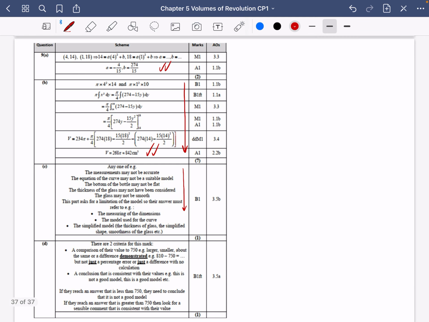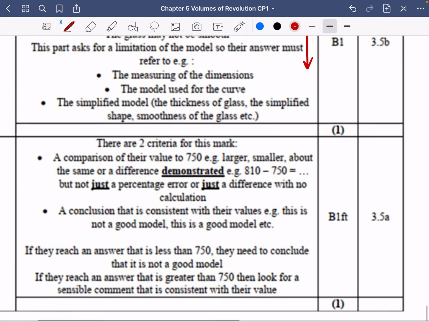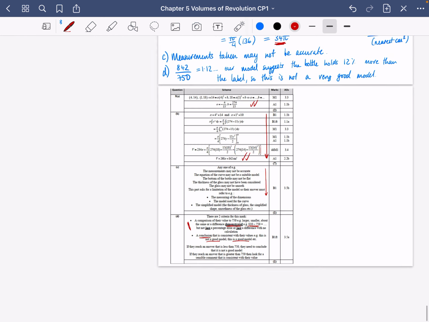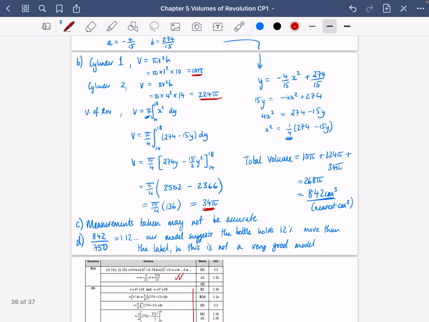And then for the last part, it says there are two criteria for this. So you have to do some kind of comparison, and it actually needs to be demonstrated. So you do need to give this comparison part where I said 12%. You could have just done a subtraction to say that they're quite far apart from each other. And you need to have a conclusion to say that this is not a good model, or this is a good model, depending on what it's like. So you just better make sure that that last part, even though it's 1 mark, there should be 2 things. There should be a mathsy calculation bit, and there should be some kind of conclusion bit.